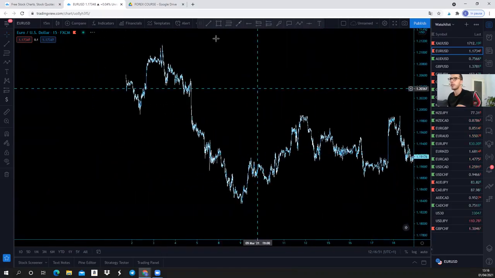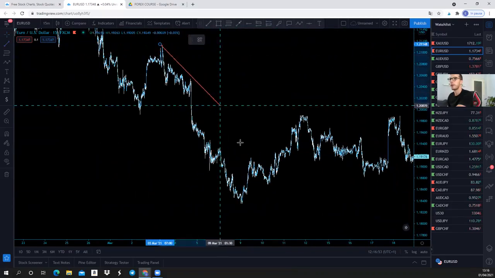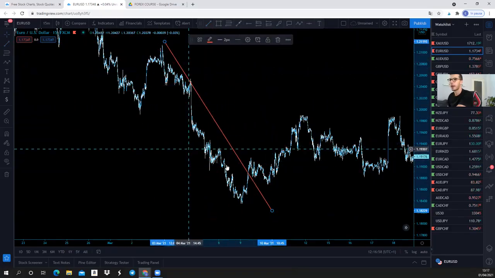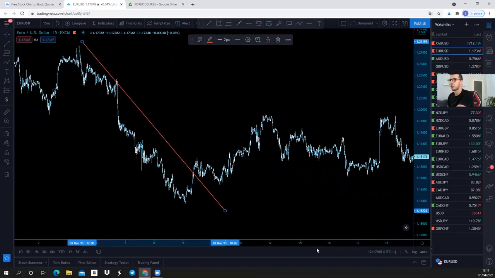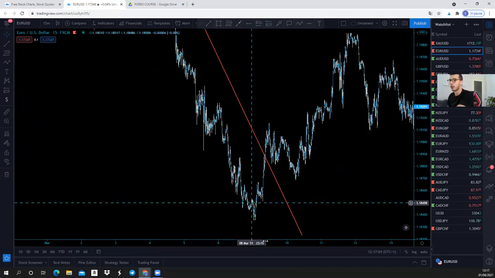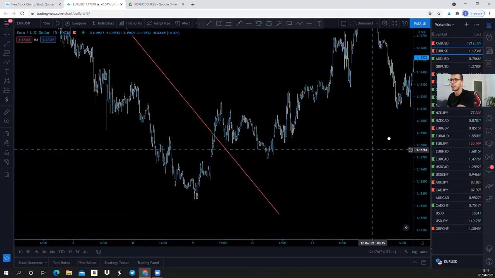Yeah, possibly here. So we were bearish, as you can see. I'm not even putting accurate trend lines. We were bearish. Market structure was bearish, creating lower highs and lower lows. And then what happens here?